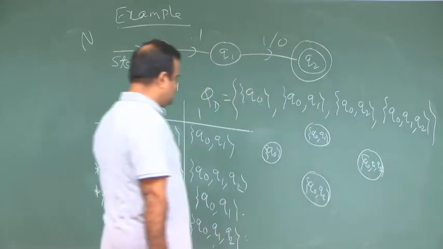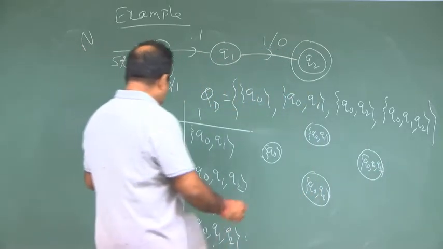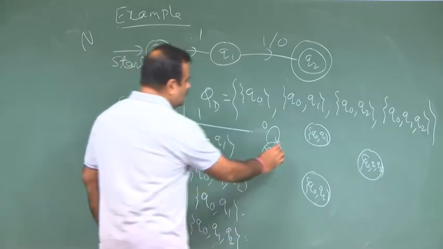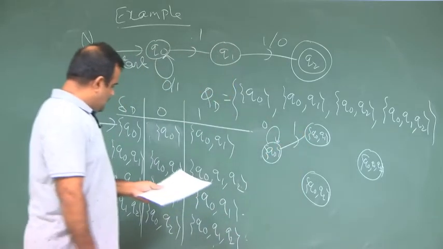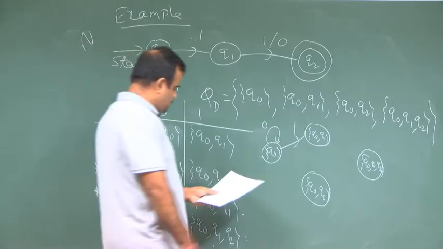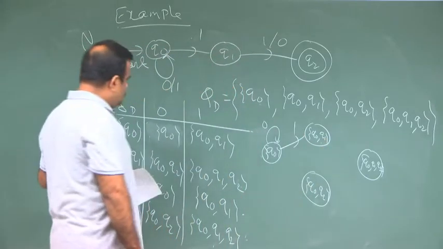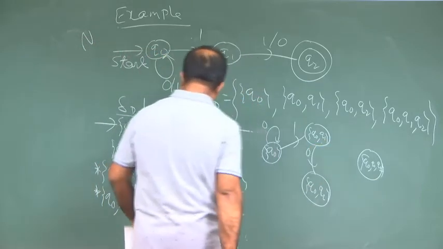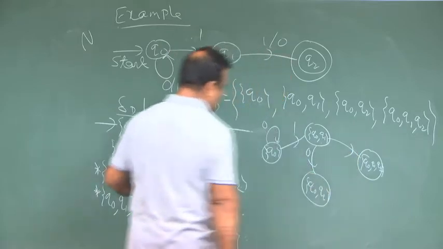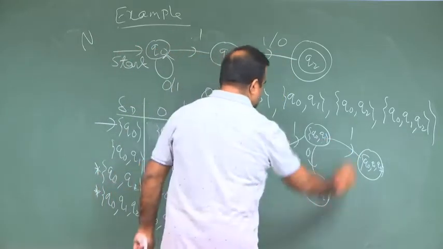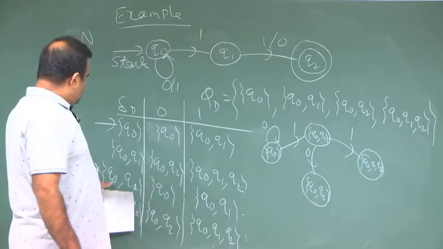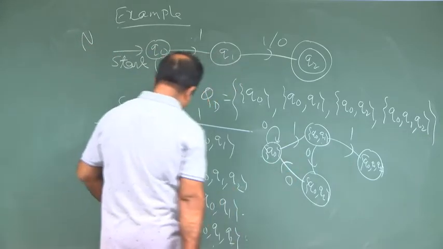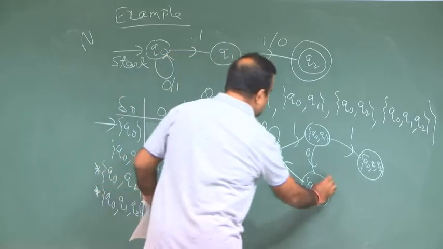These are the states, and from q0 with the 0 move we are here, with the 1 move we are going here. From q0 q1, with the 0 move we are going here, and with the 1 move we are going here. So, this is the 0 move, this is the 1 move. From q0 q2, with the 0 move we are coming back here, and with the 1 move we are going here.